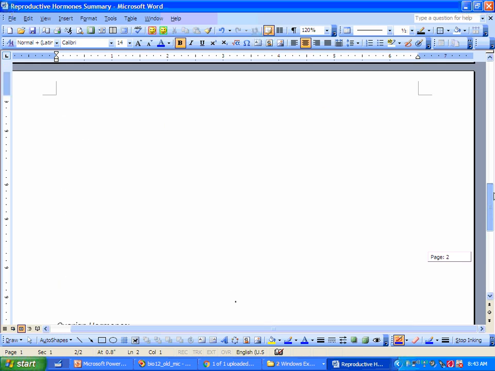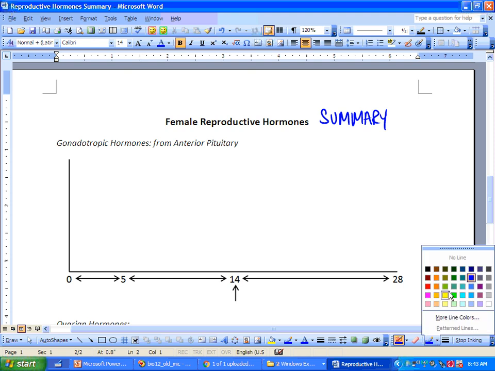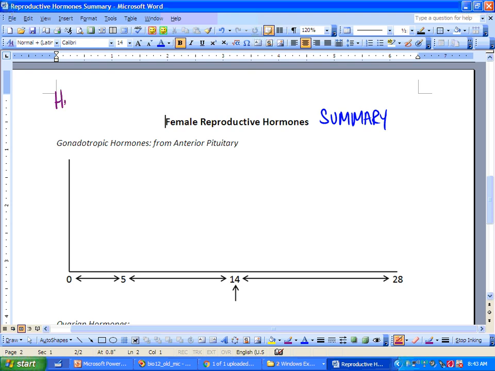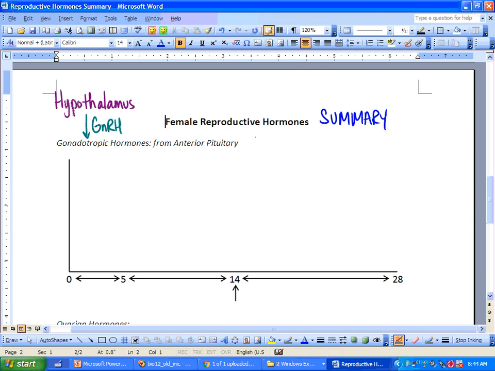So let's go back to the start here. So the gonadotropic hormones from the anterior pituitary. Maybe I'll even take a step back here since we're doing some review. Remember, the part of your brain that really starts the whole party is the hypothalamus. And it is going to release gonadotropin releasing hormone, GnRH. That talks to the anterior pituitary. And that anterior pituitary is going to release two hormones of its own. It's going to release LH and FSH.